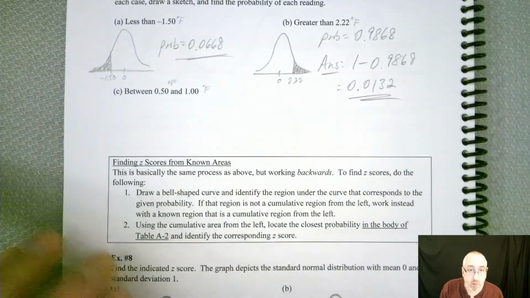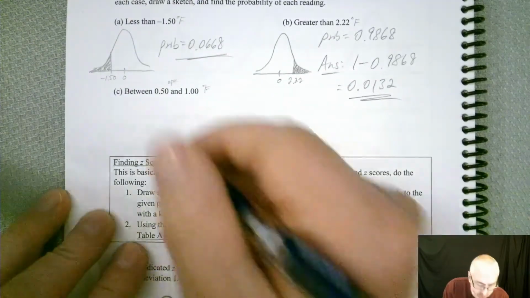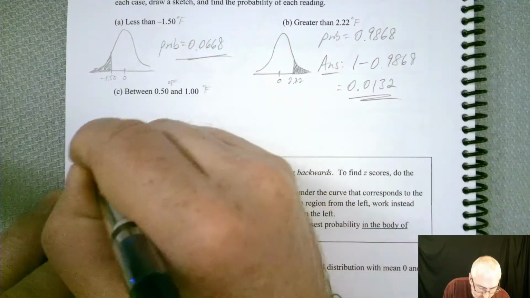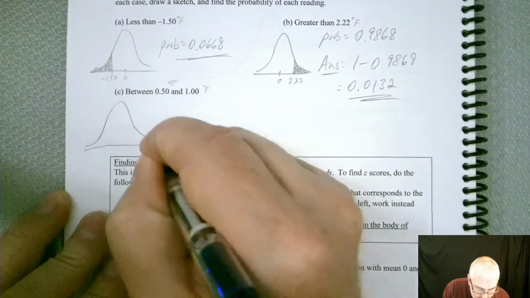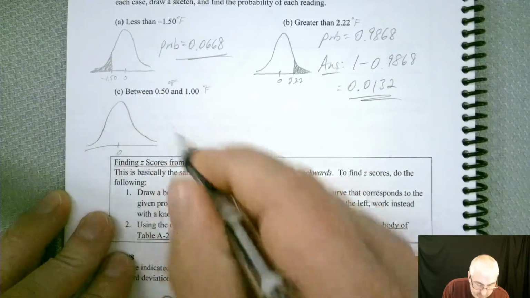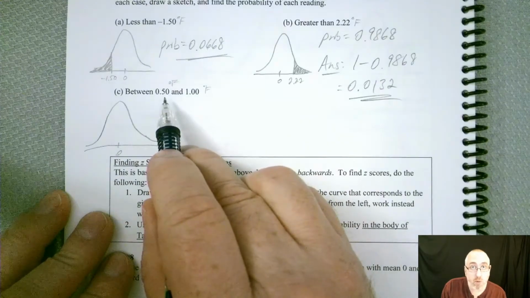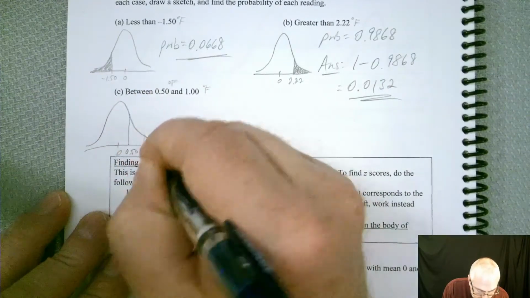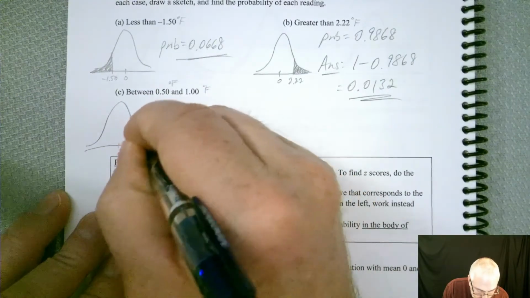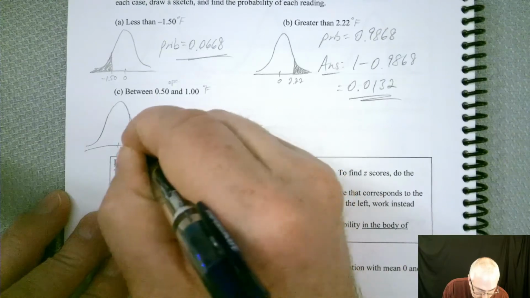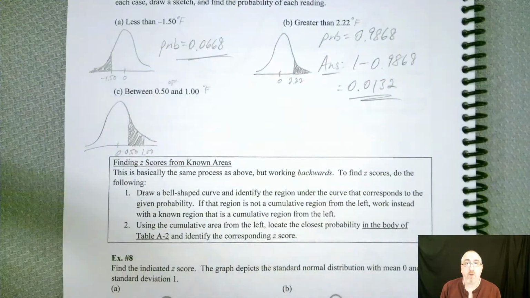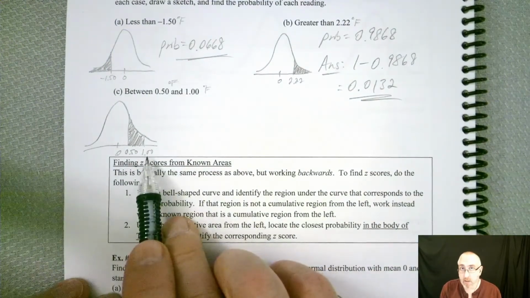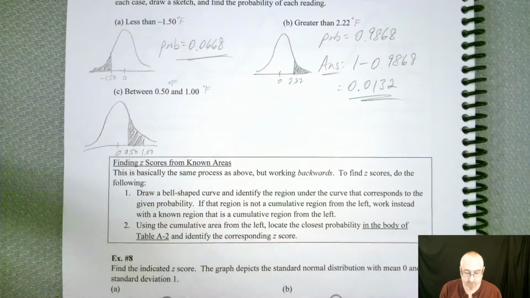Let's take a look at the last one and then we'll end this video. We have between 0.50 and 1.00. So if we get our diagram again, 0 is in the middle. Now 0.50 is positive, so we're on the right side, and 1.0 is also on the right side, and we want between them. So where do we start? Remember, start with the one furthest to the right and then find the probability of the one on the left.